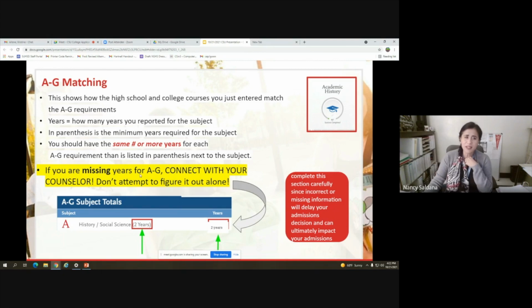If you are missing years for the A through G years column right here, it is imperative that you connect with your counselor. Don't attempt to figure it out alone. You need to check in with your counselor.